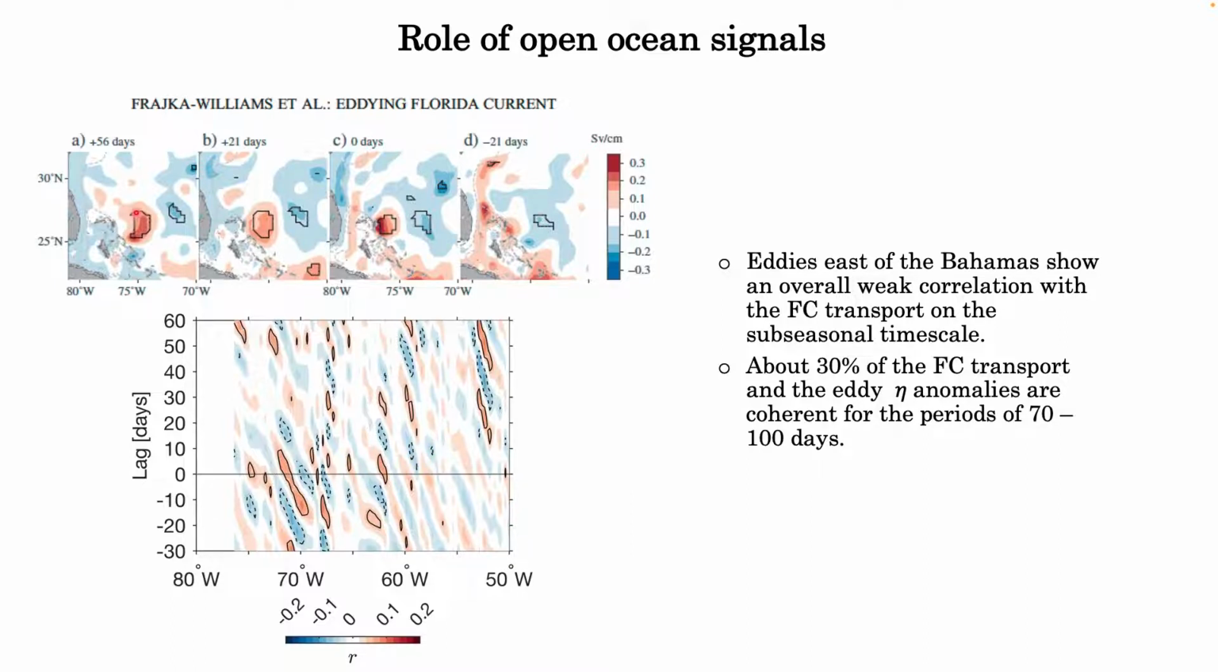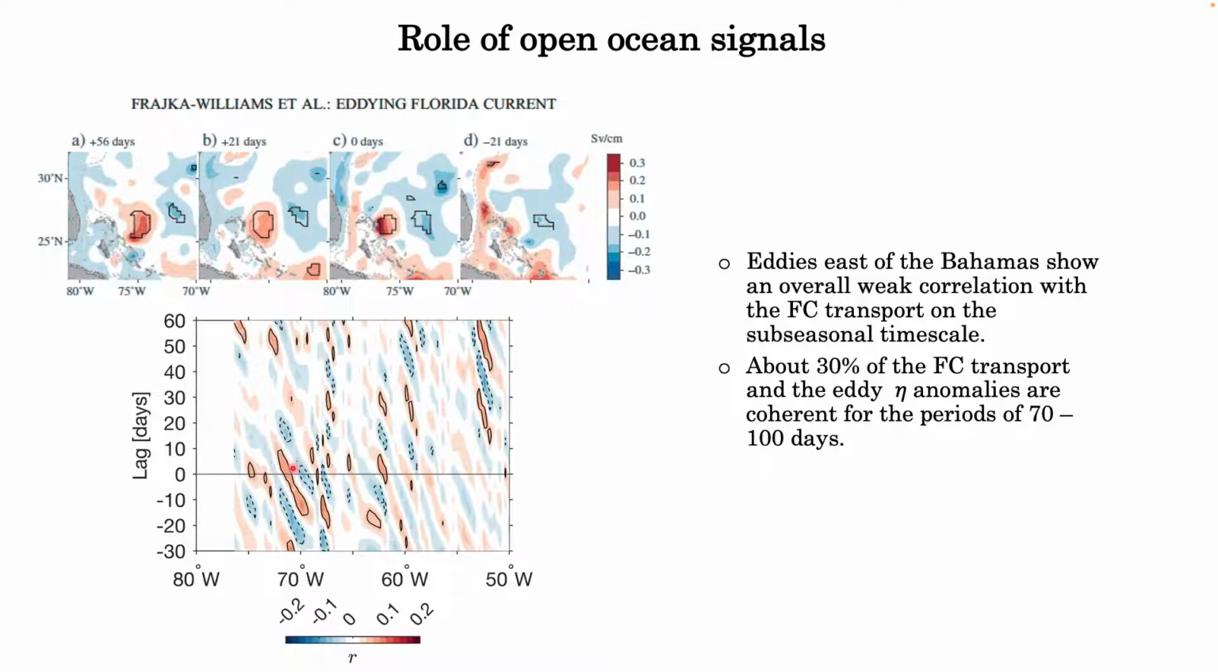So what you are seeing here is, oh, by the way, this is a figure from their paper showing an anticyclonic eddy propagating into the Florida Straits. And then this is a simple lag correlation between the Florida current transport and sea surface height anomalies at 26.5 north. It does show clear westward propagation attributable to eddies, but the correlation is quite small.